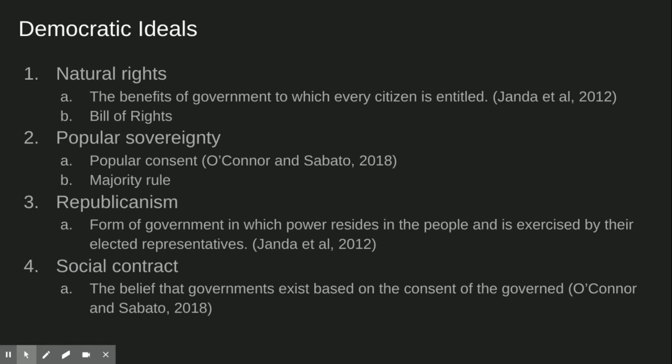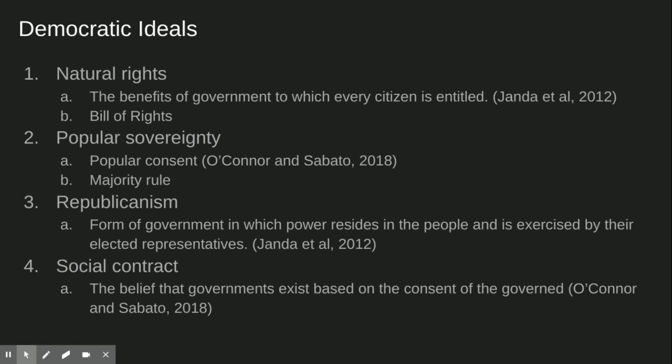For example, the First Amendment in the Bill of Rights focuses on the right of free speech, the freedom of assembly, and freedom of religion. With those rights, they cannot be denied to you by the government. So natural rights really focuses on your rights in comparison to the government under which you live.